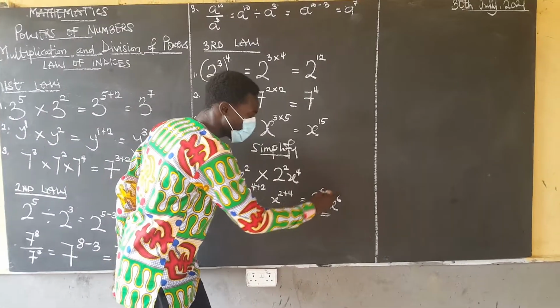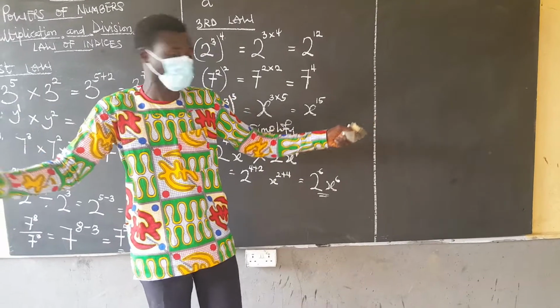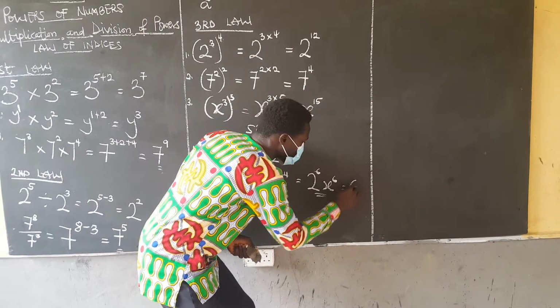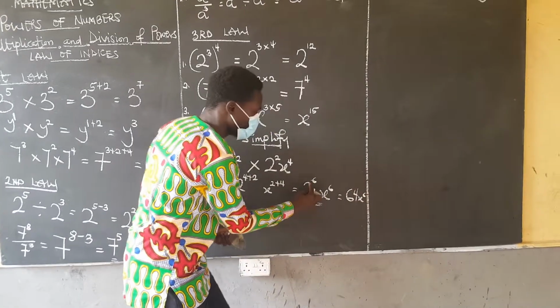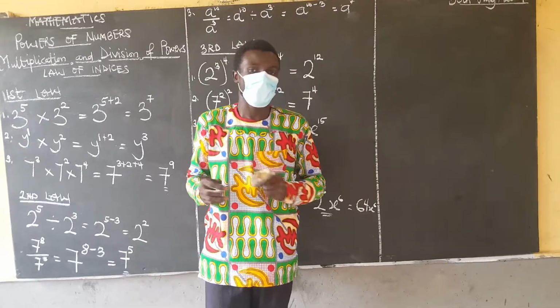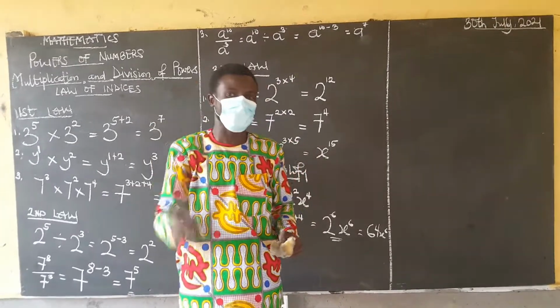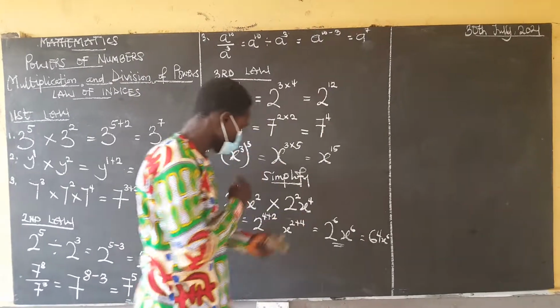I can break this down by multiplying 2 times 2 times 2 times 2 times 2 times 2, which will give me 64. So this can also be equal to 64x raised to the power 6, because 2 raised to the power 6 is not 2 times 6, but it is 2 times 2 times 2 times 2 times 2 times 2.